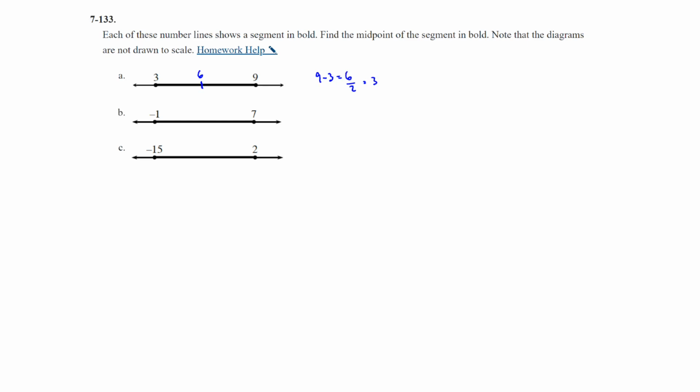Negative 1 and 7. So 7 minus negative 1 is 8, if you're not sure that the distance between negative 1 and 7 is 8. 8 divided by 2 is 4. So if you add 4 to negative 1, you will get to 3. If you add 4 to 3, you get 7. Negative 15 and 2, so that difference would be 17. Once again, you can take 2 minus negative 15 to figure that out. And that's 17. 17 divided by 2 is 8.5. So if I add 8.5 to negative 15, that's negative 6.5. And then if you add 8.5 to that, you're going to get 2. So those are the midpoints of each of those line segments.